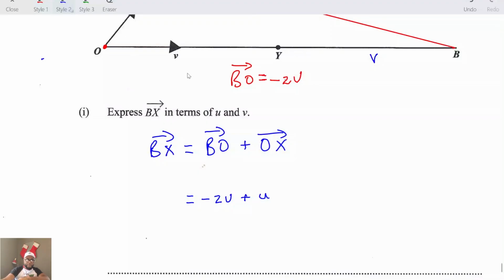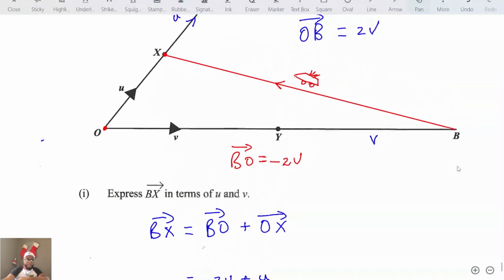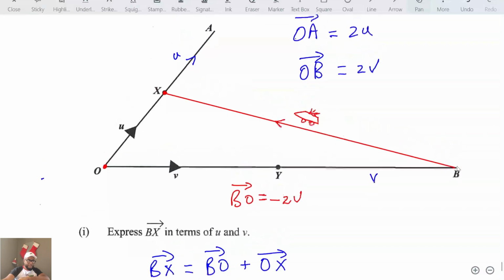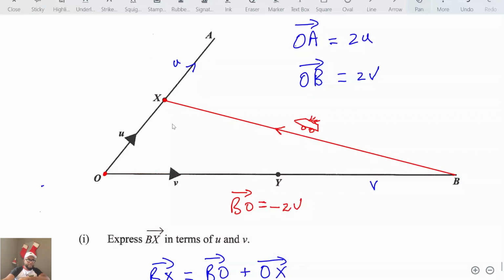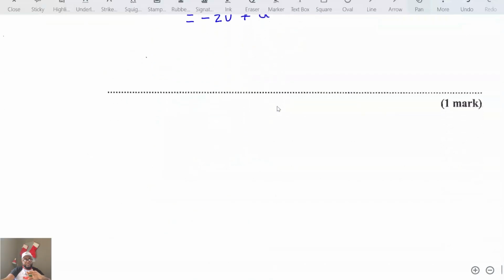All right, let's go. So I did it the other way. I went X to O and then O to B. Watch it, we want BX, not XB. What you gave me there is XB. I want BX, so starting at B and ending at X. That's also very important when you do vectors. Direction is very important.